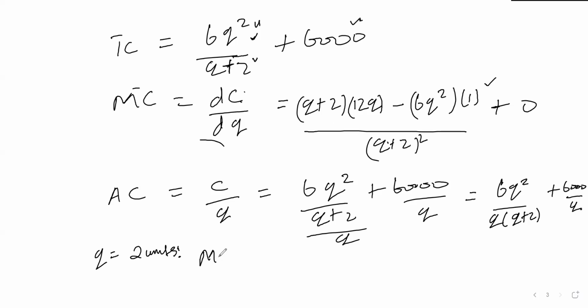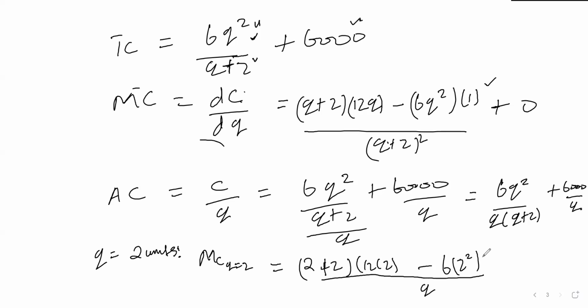So marginal cost at Q equals 2 will be just to substitute 2 in place of Q everywhere in the marginal cost function, all right? In the marginal cost function, you substitute 2 there and get your marginal cost for 2 units. Okay, so it's 2 plus 2 all squared, and so on and so forth.